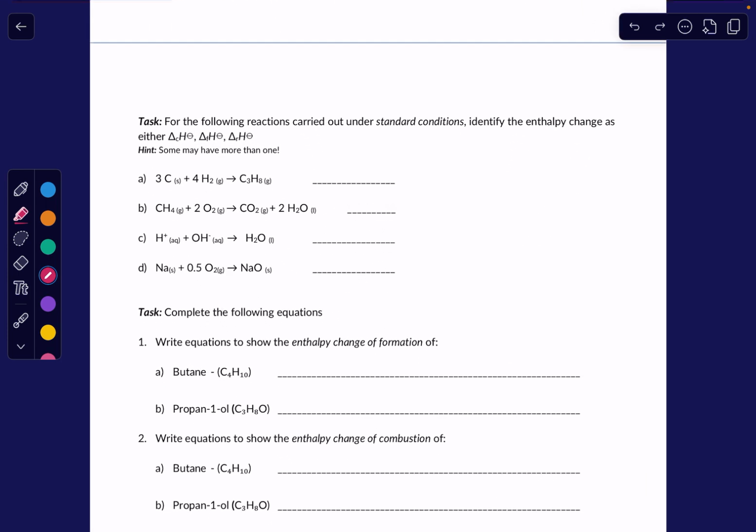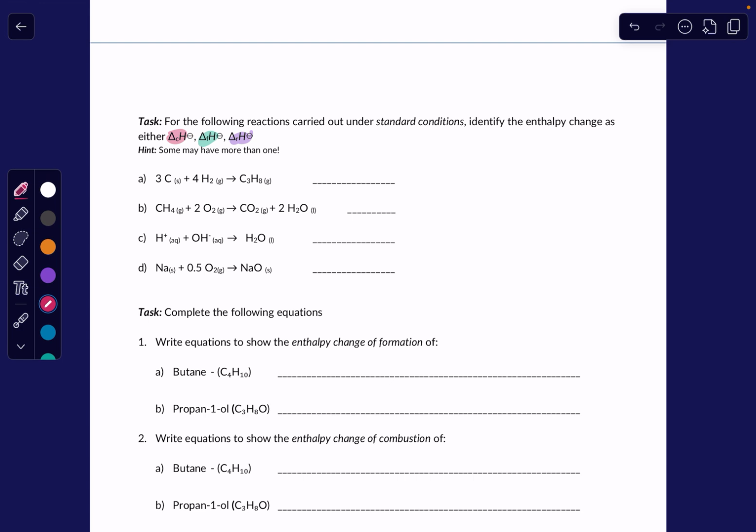What I'd like you to do is, using these symbols here, this is combustion, this is formation, and this one is going to be reaction. Can you answer the following and label the following under standard conditions? Identify the enthalpy change as either combustion, formation, or reaction. So is it burning something? Is it being formed from elements? Or is it just like a standard reaction?